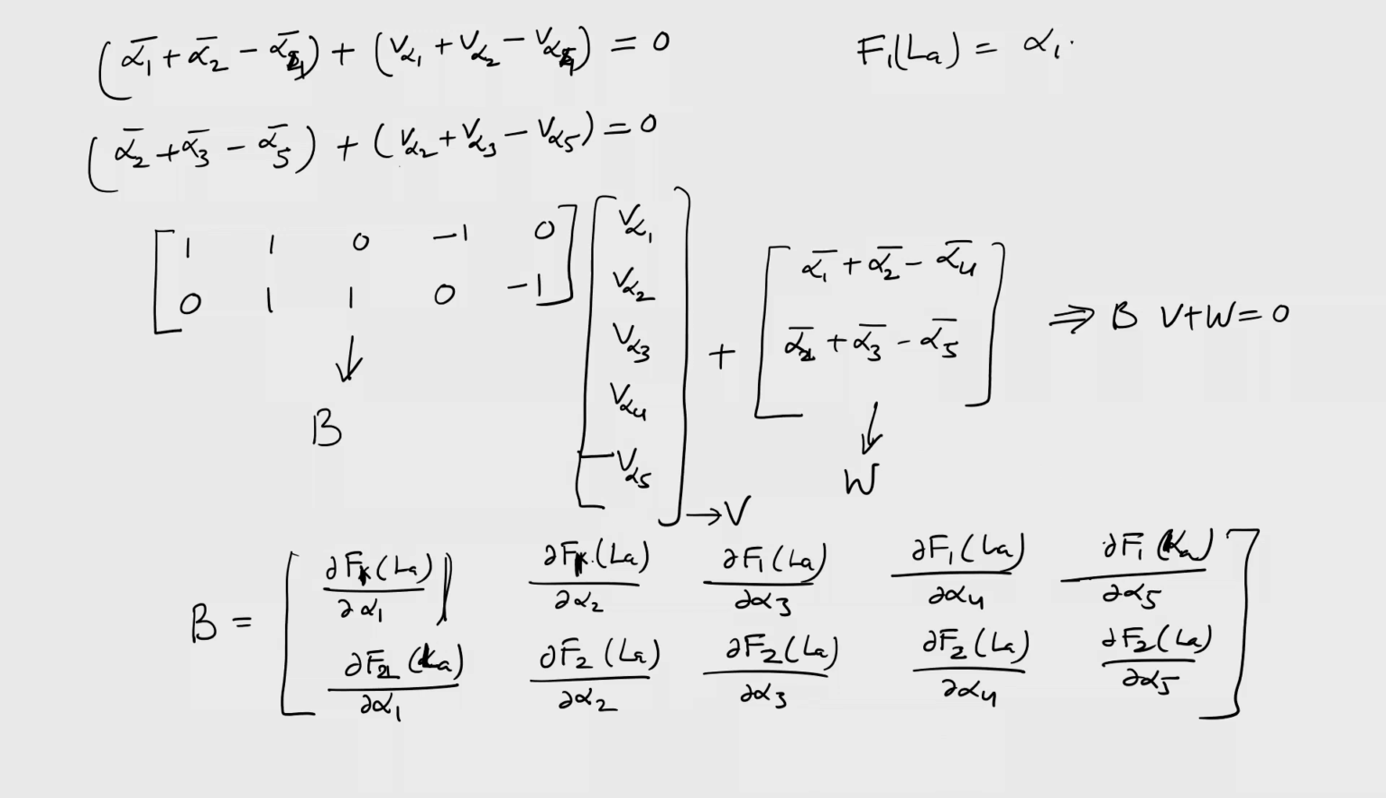F1 LA is nothing but α1 plus α2 minus α5 equals 0, and F2 LA is nothing but α2 plus α3 minus α5 equals 0. It should be 4, like this. So these are two equations. I am writing the B matrix. So that is the way we handle the nonlinear problems.